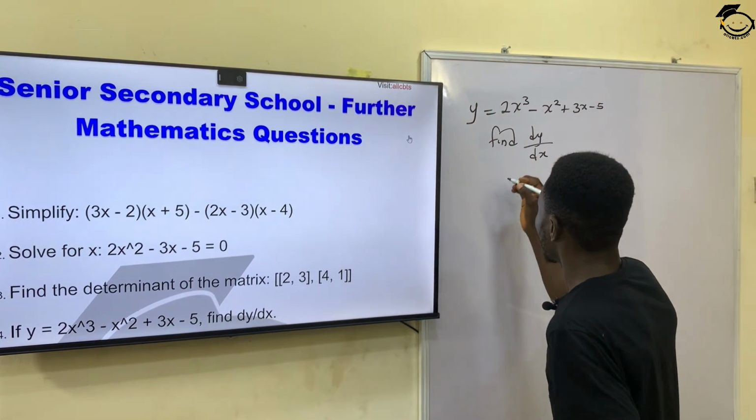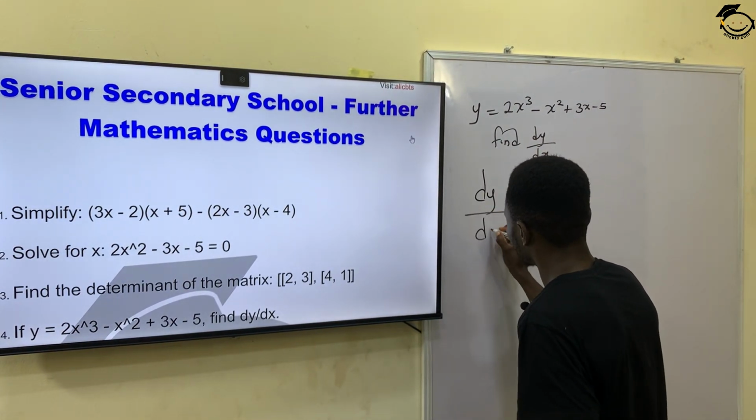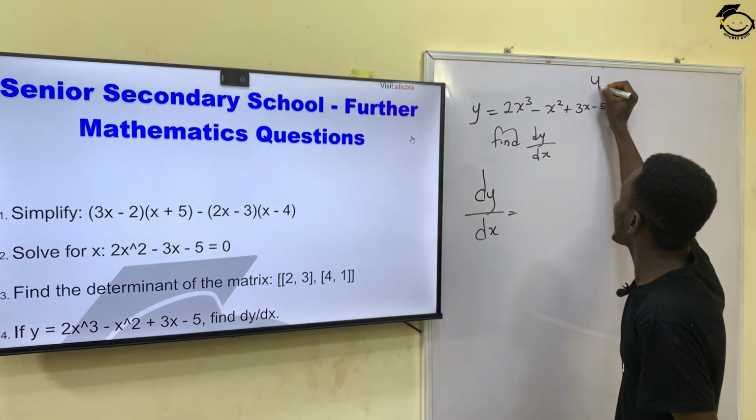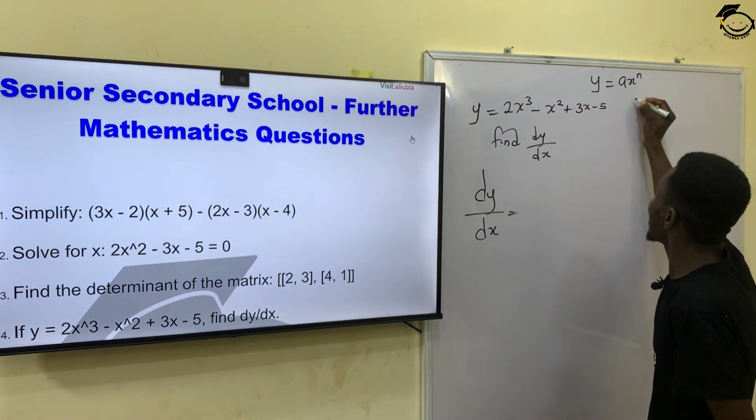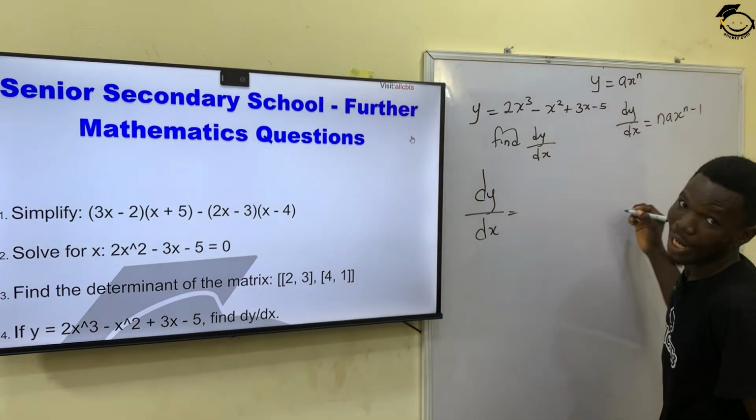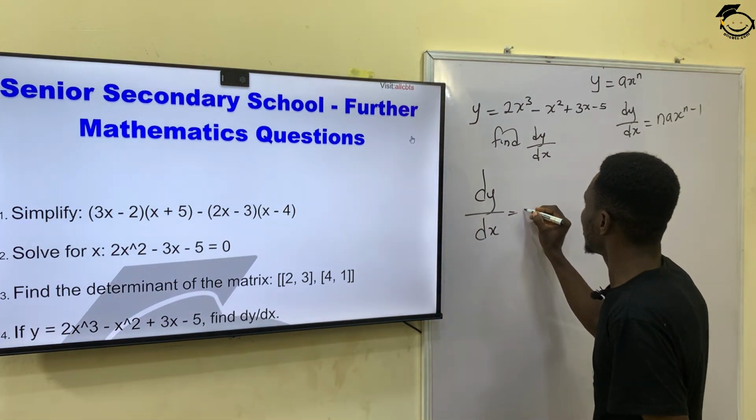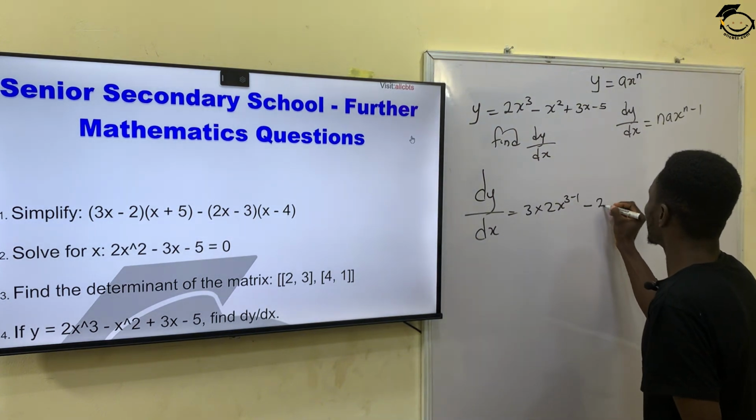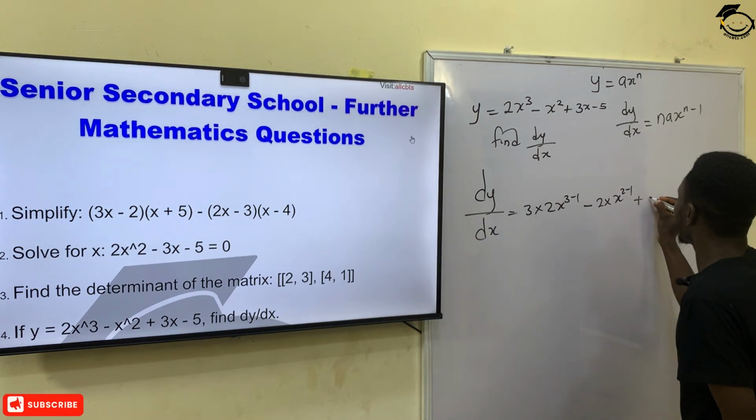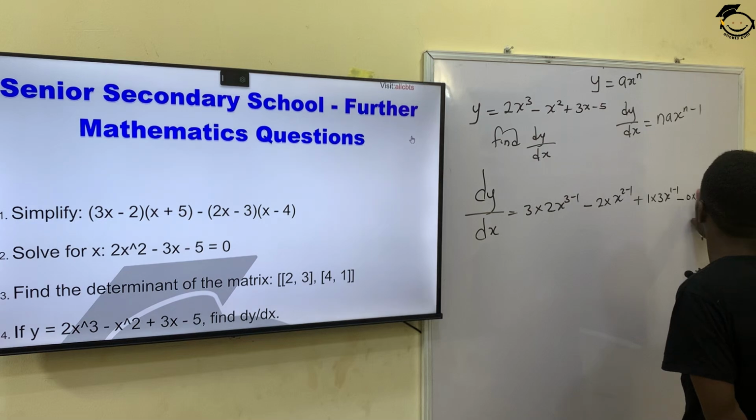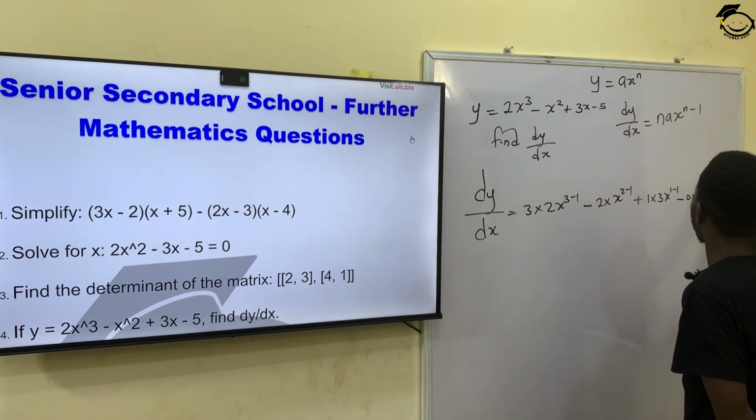Differentiation. So what we simply do here is tell them that dy/dx will become, according to the formula for solving your differentiation, anytime you have y equal to ax raised to power n, your dy/dx is supposed to give you nax raised to power n minus 1. So if you apply this here, what you are going to be having is 3 times 2x raised to power 3 minus 1, minus 2 times x raised to power 2 minus 1, plus 1 times 3x raised to power 1 minus 1, minus 0 times 5x raised to power 0 minus 1.